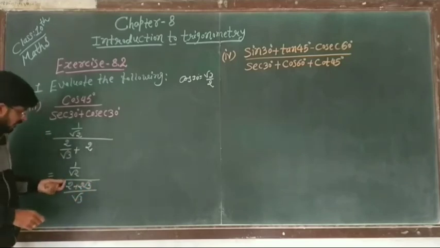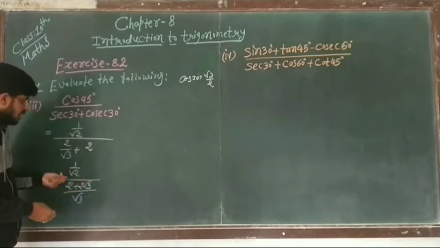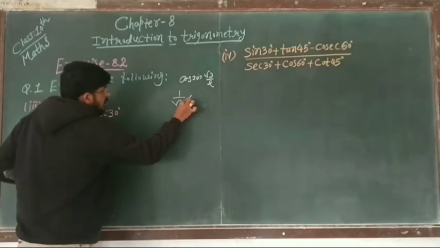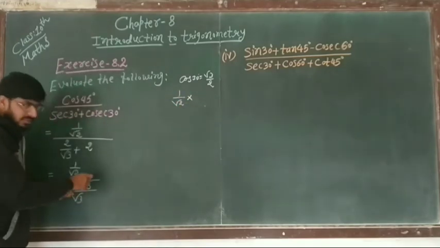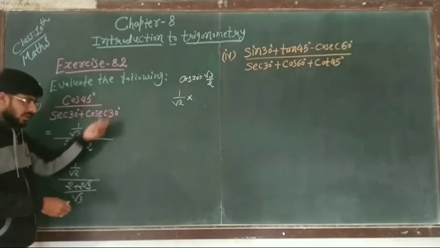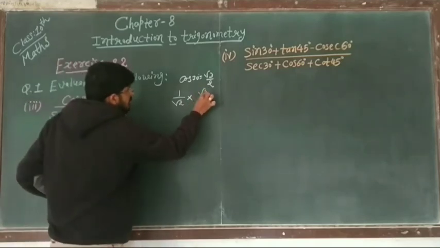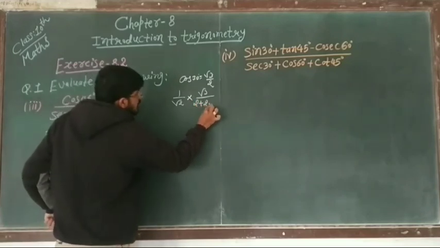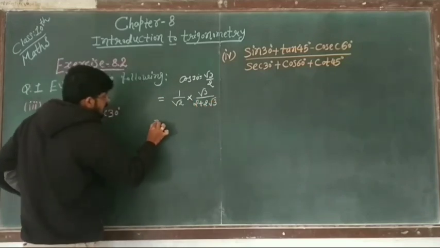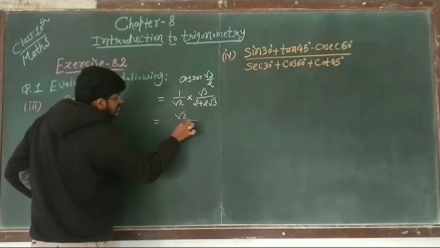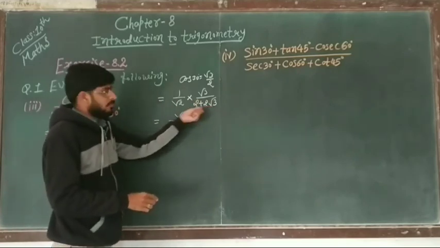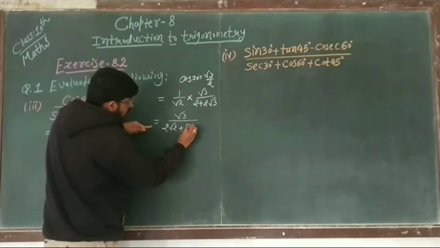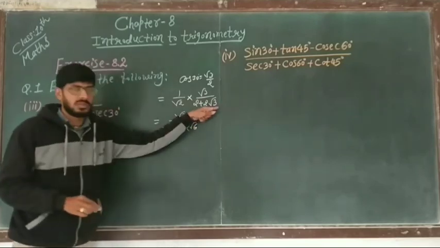Is it clear? Now we have to convert in multiplication form. Okay, so we can write 1 upon root 2 multiply by root 3 upon 2 plus 2 root 3, because root 3 goes in numerator. Now we have to multiply root 2 over here. So root 2 plus 2 root 6, because 2 threes are 6.